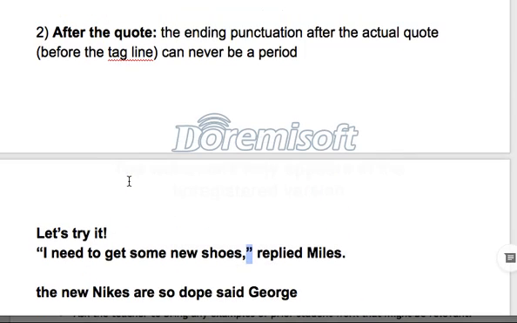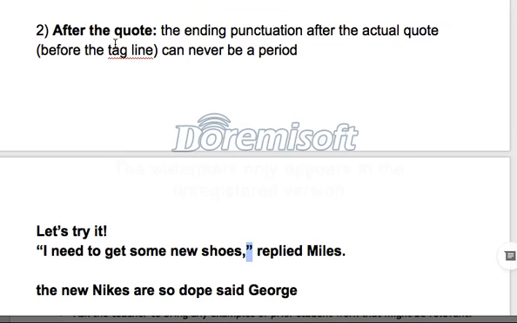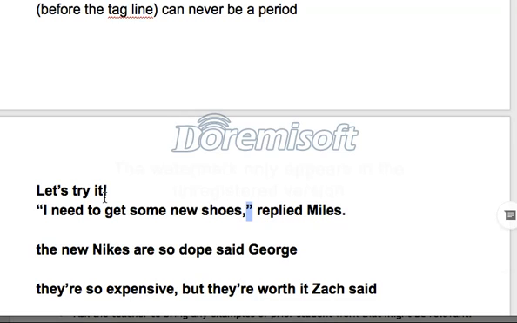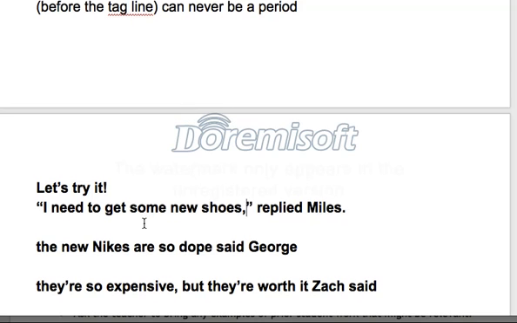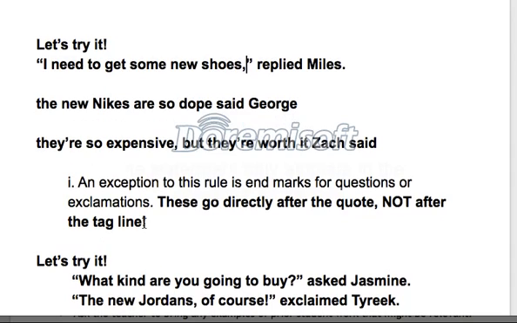Now when we look at our rule, the ending punctuation after the actual quote or before the tagline can't be a period. This is not the end of our sentence. It's certainly the end of what he said, but it's not the end of our sentence. So this needs to be a comma. And again, we do that inside of the quotation mark. When punctuation, a comma or a period, is at the end of a quoted section, we need to make sure that it stays inside of the quotation mark. And then after the tagline, this is actually the end of the full sentence. We put that period to close it out. So we're going to give you a chance to do a couple more practice problems here.